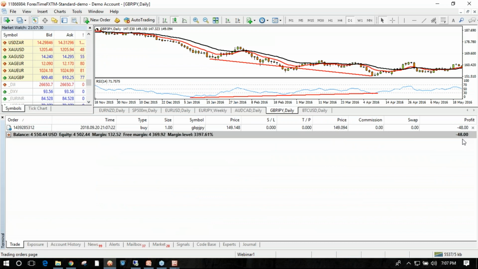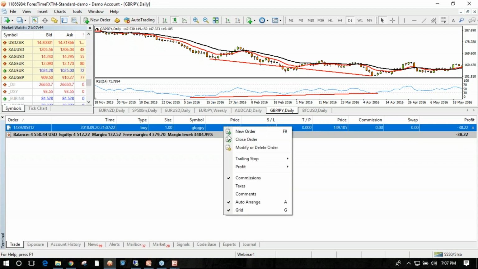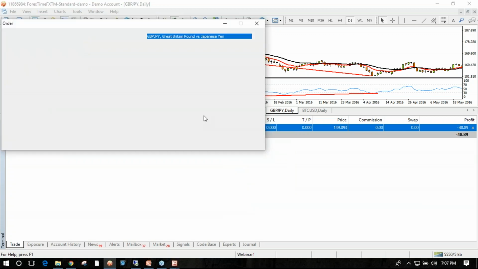I just placed a trade of one lot. Can you see? So let's say I'm making a profit of 42. It's a loss now, but we can't wait for the market because of time. So I'm making a profit and I want to close some of it. I will right click on the trade, and click modify or delete order.